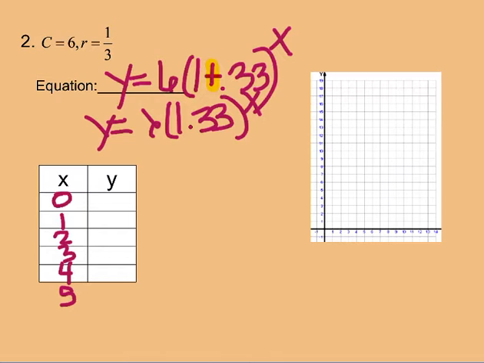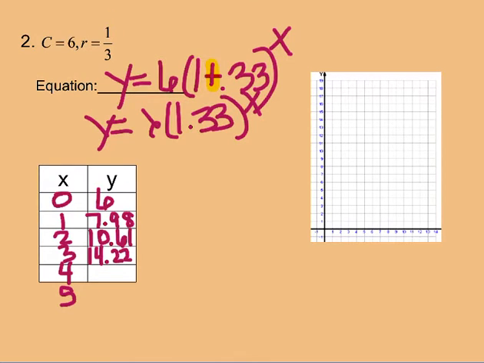So now I can go ahead and plug that in. So I'm going to have 6 times 1.33 to the 0 power. Well, that's just going to give me 6. Then I'm going to have 6 times 1.33 to the first power. That's going to be 7.98, or basically 8, okay? 6 times 1.33 to the second power is going to give me 10.61. 6 times 1.33 to the third, that's going to give me 14.22.